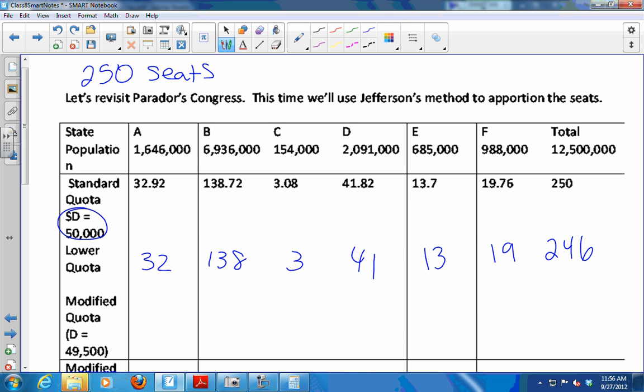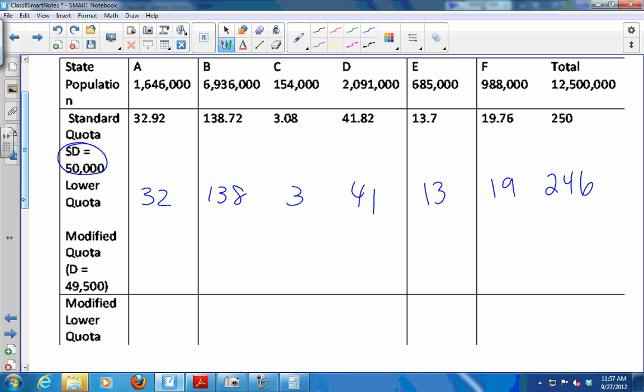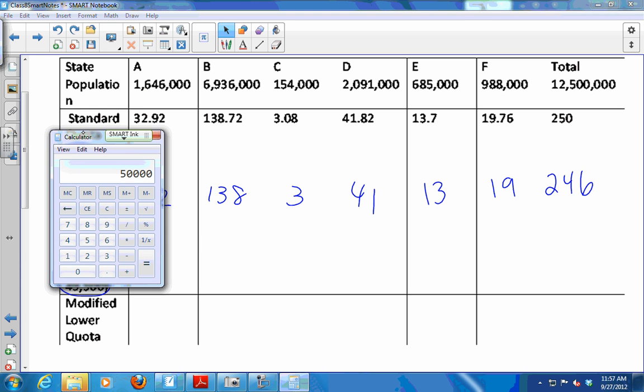So we said, all right, this is too small. I need this sum to be bigger. So I'm going to make my divisor, the 50,000, smaller, so that all my answers will be a little bit bigger. Instead of dividing each population by 50,000, let's try 49,500. So I'm going to divide each state population by 49,500, and I'm going to call the answer a modified quota. So pull up my calculator.